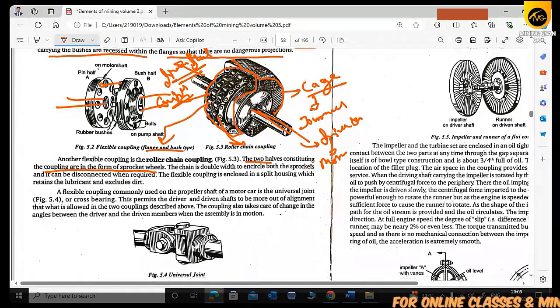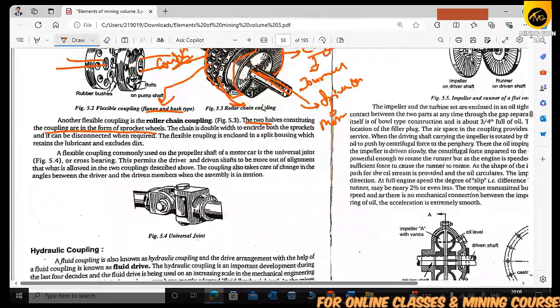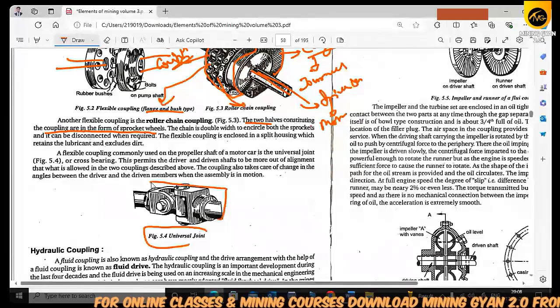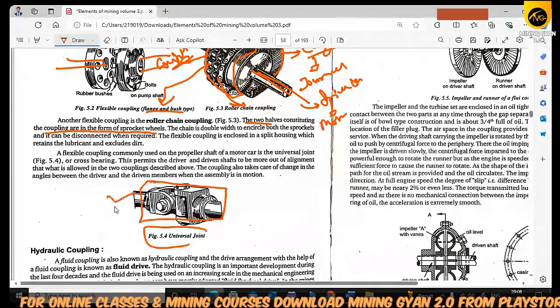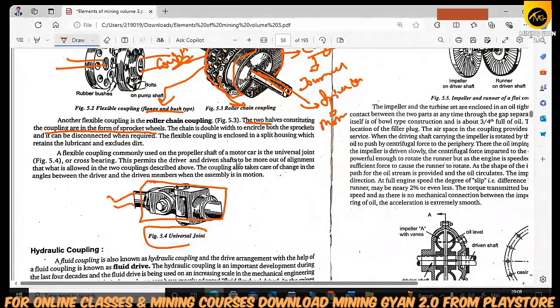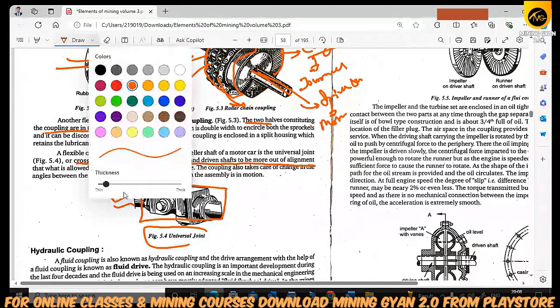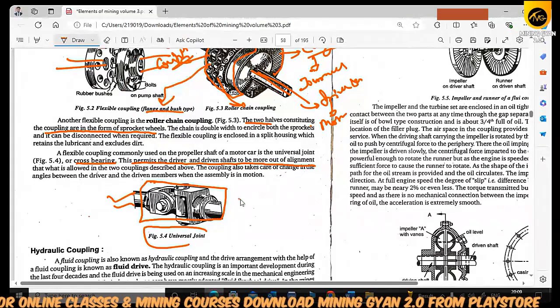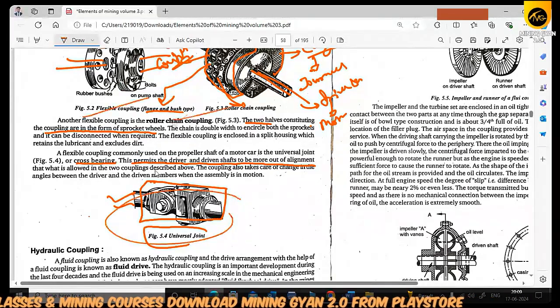This is a universal joint. What is a universal joint? It can rotate in any direction, and generally in truck axles we see this type of joint. The flexible coupling is commonly used in the propeller shaft of a motor car as a universal joint or cross bearing. This permits the driving and driven shafts to move out of alignment. So these are the three types of couplings and joints.